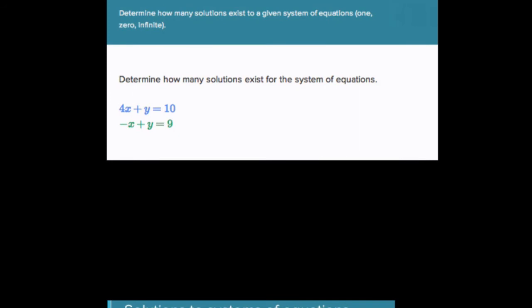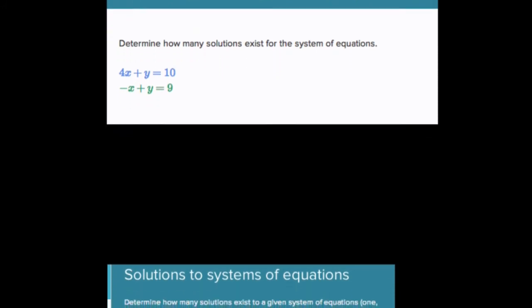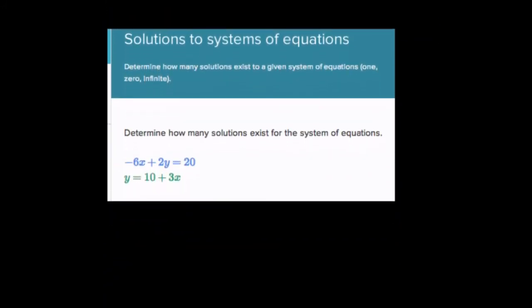And here, the other situation is that there are infinitely many solutions. So let's look for one of those. So let me see if I have one here in my choices. So here, I think we have one. And it's hard to recognize at first. But if I move things around, the second equation says y equals 10 plus 3x. If I subtract 3x on both sides, I get negative 3x plus y equals 10.